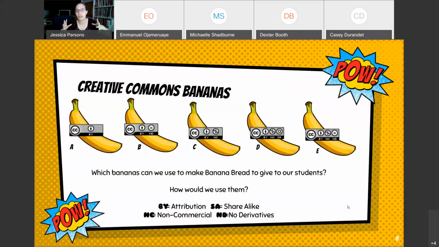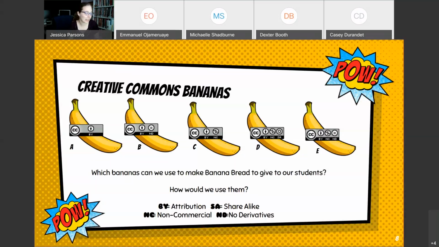So let's say we are given a bunch of bananas, and these bananas are licensed under the Creative Commons. We can see that each one of these bananas has a little Creative Commons tag like we might see on a textbook or on an assignment or another open educational resource.